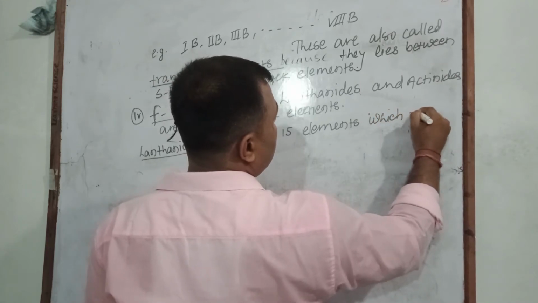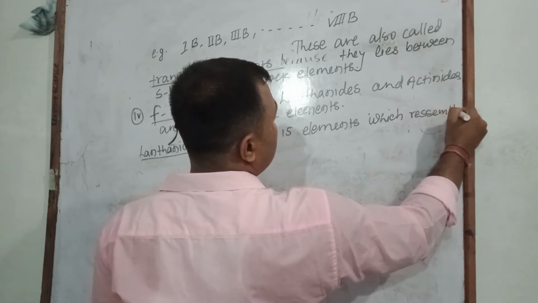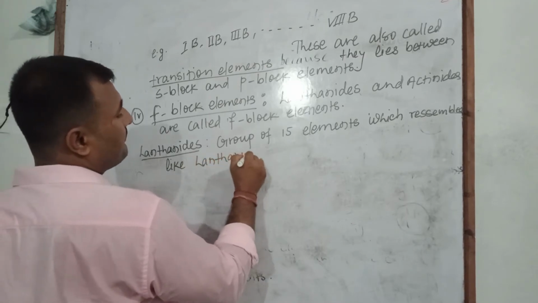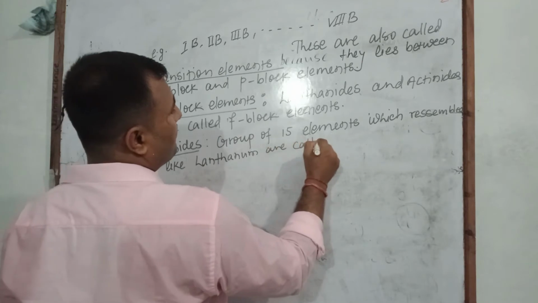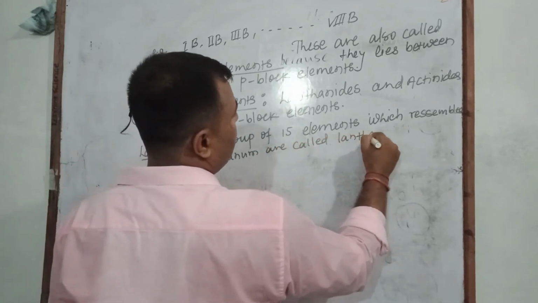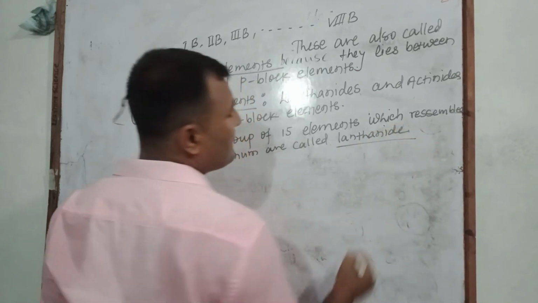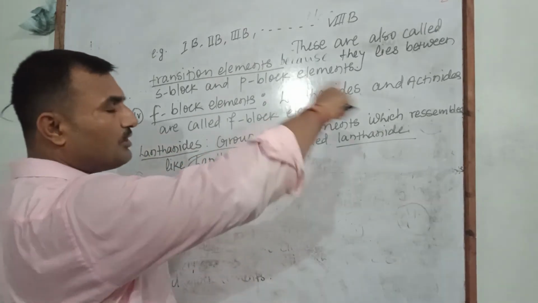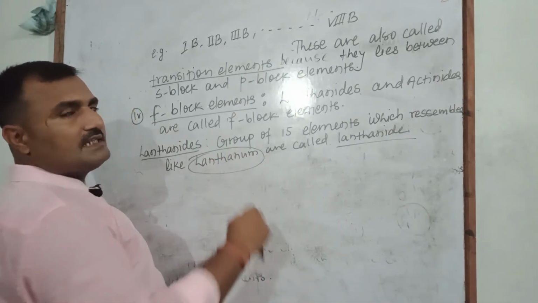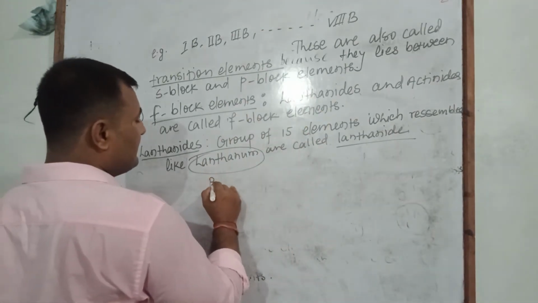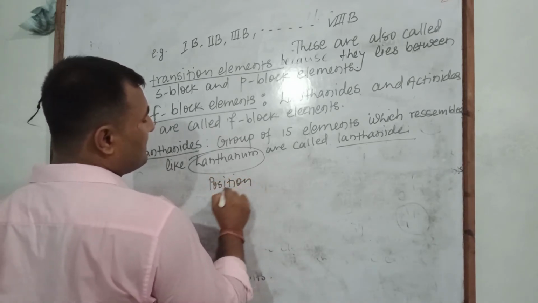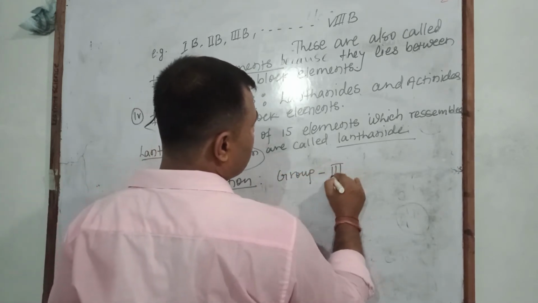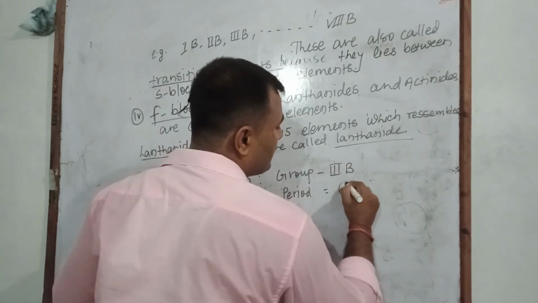A group of 15 elements which resemble lanthanum are called lanthanides. The lanthanide series has properties identical to the single element lanthanum. Therefore, the remaining 14 elements along with lanthanum are called lanthanides. The position of lanthanides in the periodic table is group 3B and sixth period.